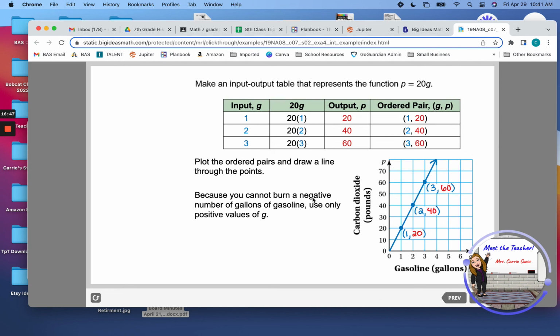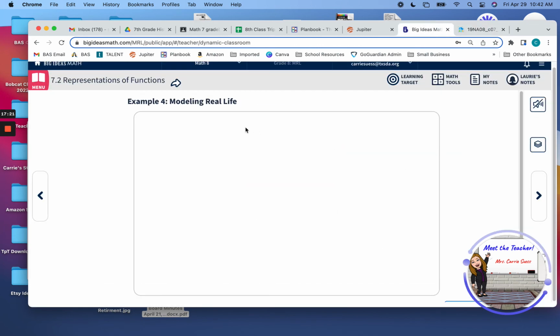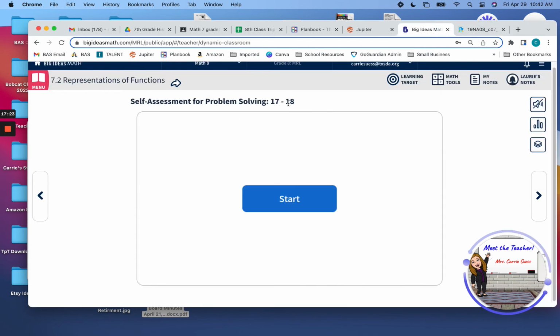So, again, because you cannot burn a negative number of gallons of gasoline, you only use positive values. We discussed that already. Yeah. So there's your graph. So if I were to ask you how much carbon dioxide was produced after I burned 3 gallons of gasoline, could you tell me? Yes. How many? 60. What if I burned 4 gallons of gasoline? 80. Does this make sense? Yes. Excellent. All right. You may finish all the way through 18.